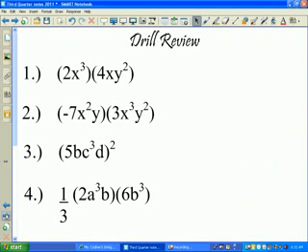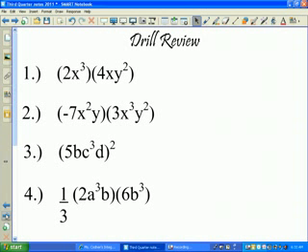So you have problem 1, which is 2x to the third times 4xy squared. Number 2, which is negative 7x squared y times 3y cubed y to the second. Number 3, 5bc to the third d, and that's all being raised to the second power. And number 4 was 1/3 times 2a cubed b times 6b cubed.